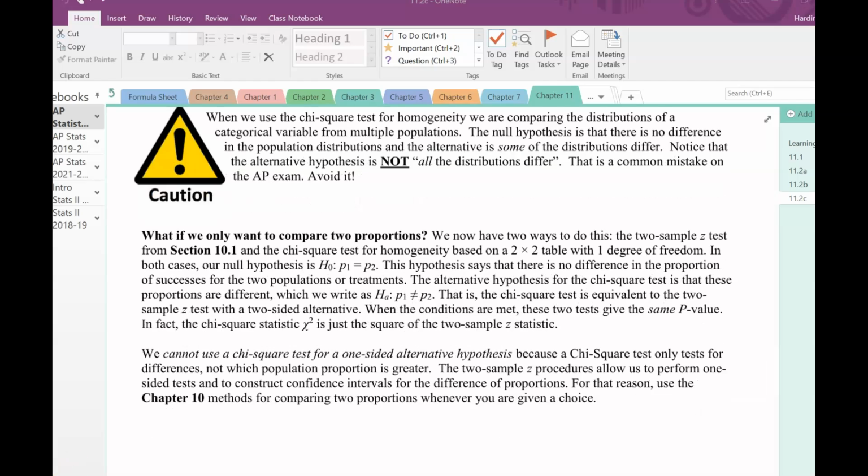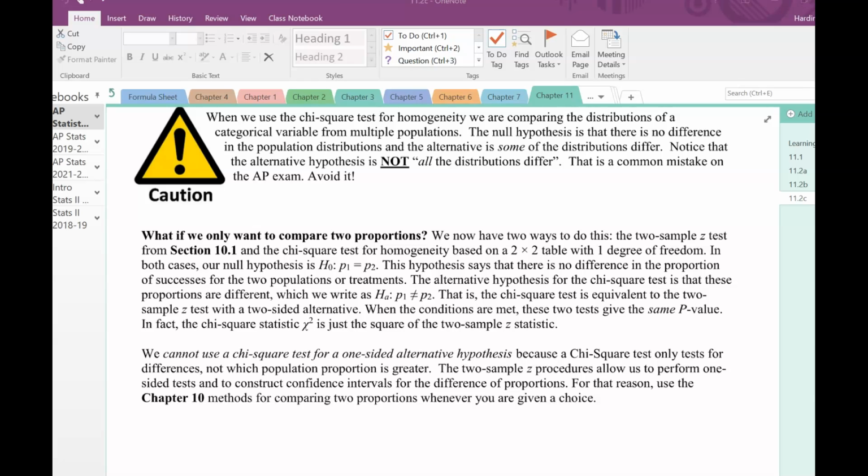Okay, now that we've completed these tests, I want you to think about something for a second. If we only want to compare two proportions, we actually now have two different ways to do that. We were comparing two proportions back in chapter 10 when we did the difference of two proportions. And now we could also apply a chi-square test for homogeneity just based on a 2-by-2 table, which would then lead you to 1 degree of freedom.